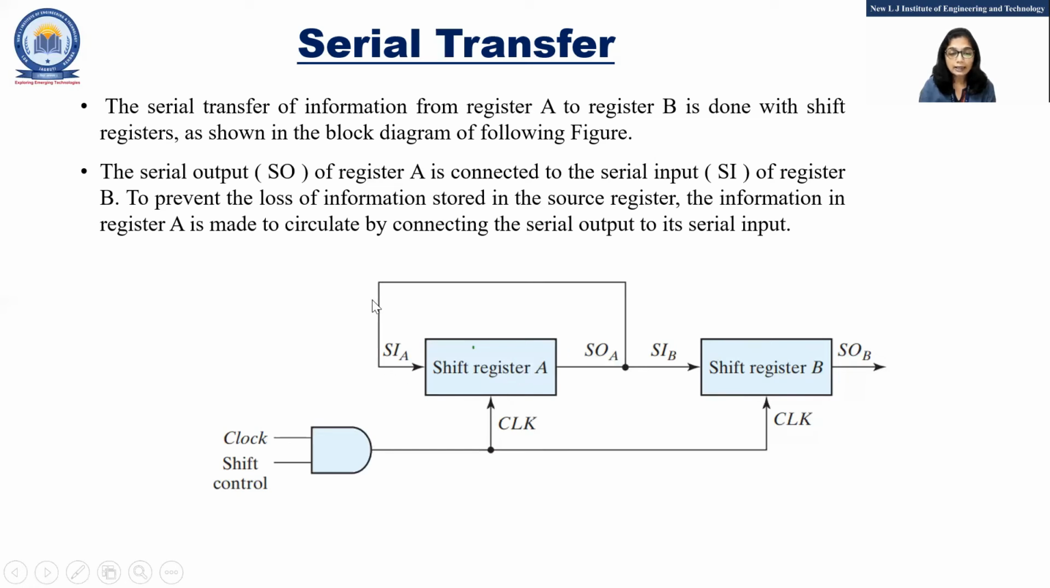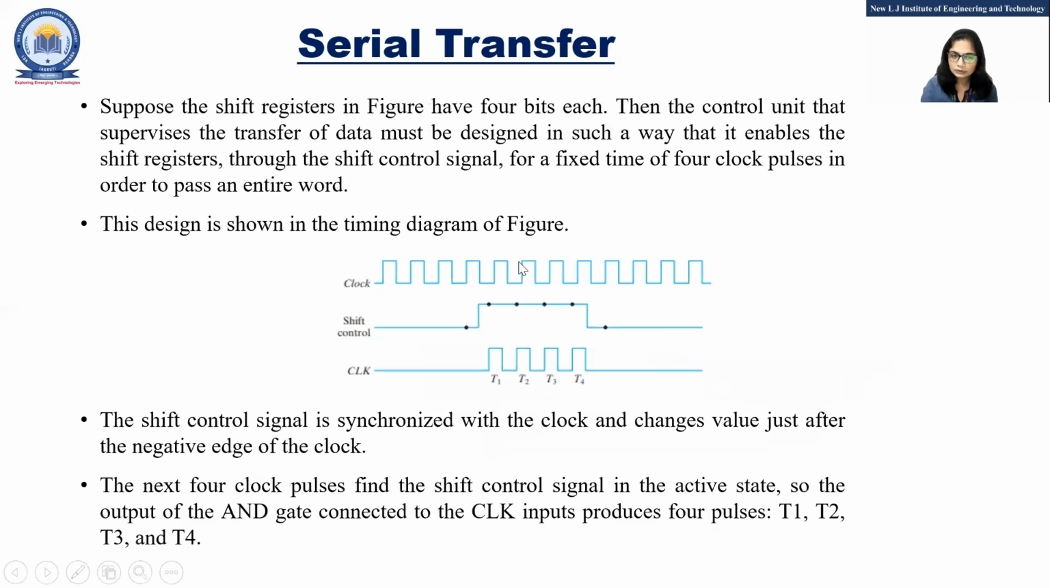Now this is what SIA, SOA. SIA means serial input and SOA means serial output of register A. This SOA I am applying to shift register B, which is also known as SIB, serial input of B. And this SOA I am applying to SIA again. This is what feedback. And the output of shift register B is SOB, serial out. This is the clock signal. As I told you, we will give the clock. In the 4-bit register, if I want to store 4-bit data, then I will use 4 clock pulses. Then after the 5th clock pulse, data will be changed.